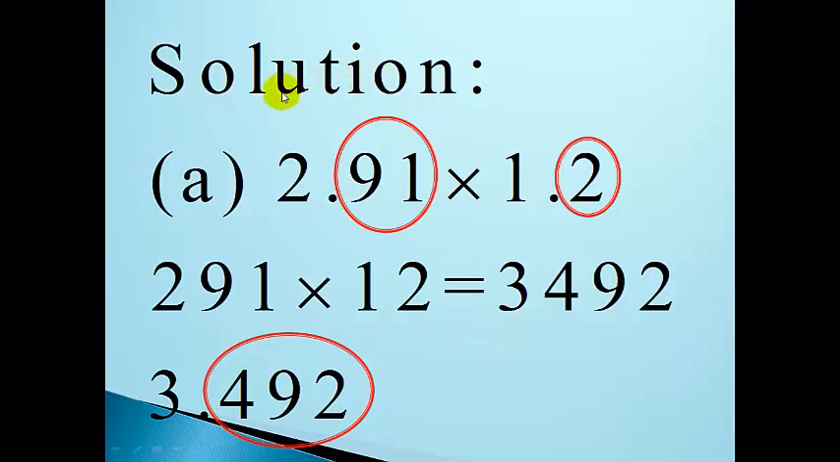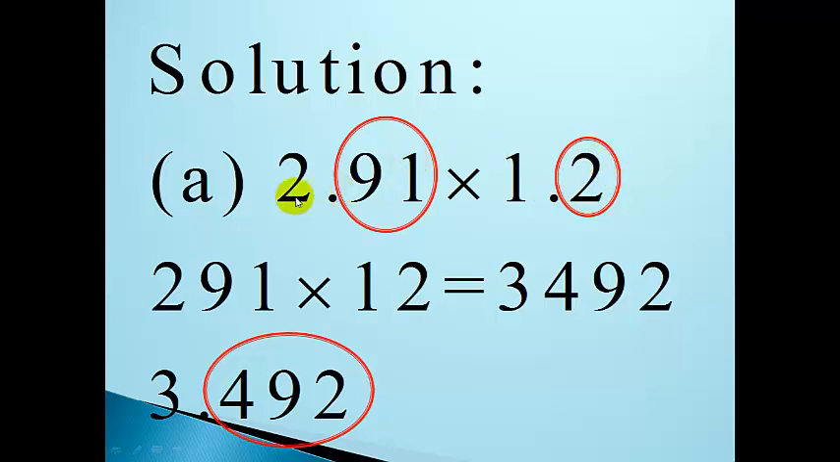Now with the example we are given, let's consider the first example. A. 2.91 times 1.2. When you are given decimals to multiply, take note of this: your concentration should be the decimal places. With 2.91 we have 2 decimal places, and with 1.2 we have 1 decimal place. So in all you are going to have 3 decimal places.